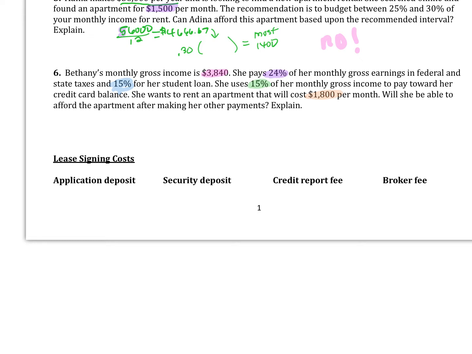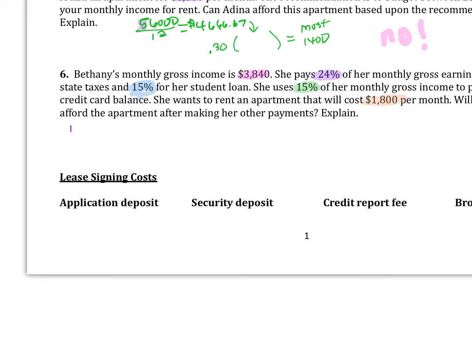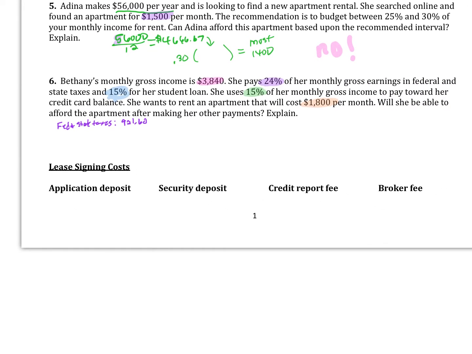So we need to figure out, I'm trying to color code this. There's her monthly income here, 24% in federal and state taxes. So how much is that going to be? 921 times 6. We're going to add up all of this stuff. What did you get? 921.60. Okay, so that's the federal and state taxes.